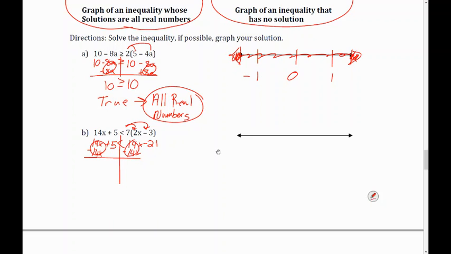So those go away, which leaves us 5 is less than -21. That is a false statement. A false statement means no solution. So to graph no solution, we put -1, 0, and 1 on the line, and that's it. We're done. There's no shading, there's no graphing. You just put some numbers on the line, and you move on to the next problem. Okay? All right, C.